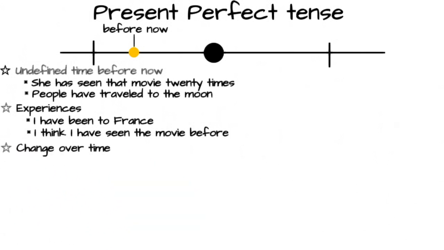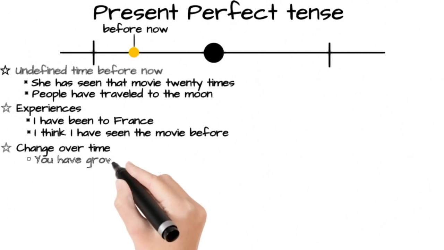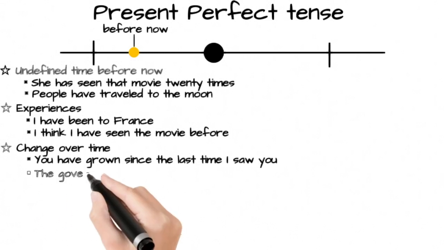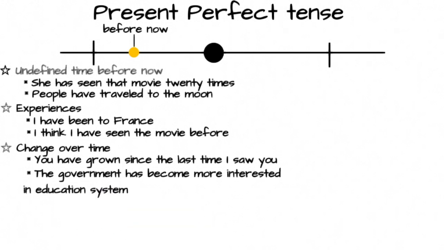It is also used for changes over time. We often use the present perfect to talk about changes that have happened over a period of time. For example, you have grown since the last time I saw you. In this example, I'm telling someone that you grew and there's a change over a period of time. Another example, the government has become more interested in education system. In this example as well, it talks about the change of interest of the government.